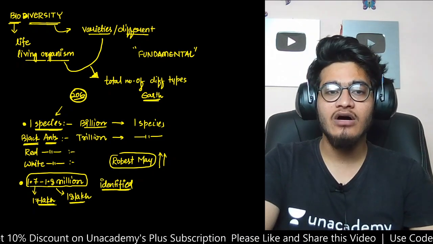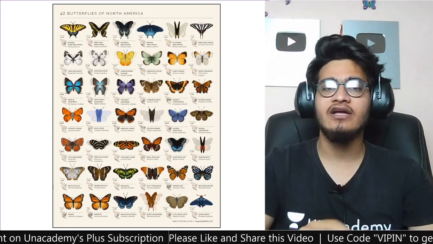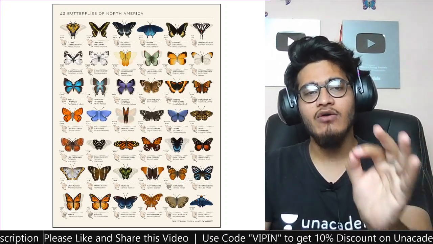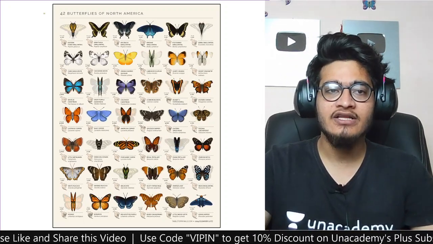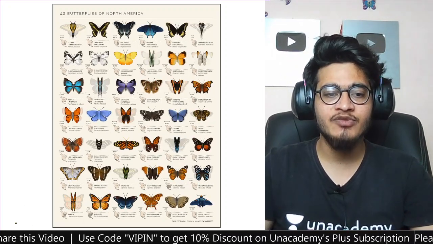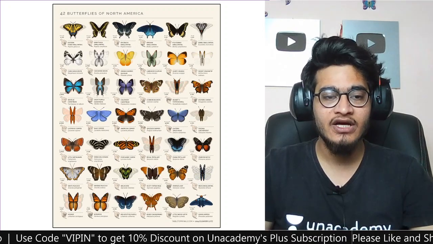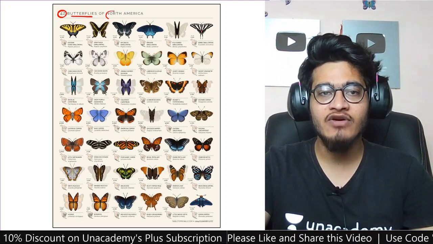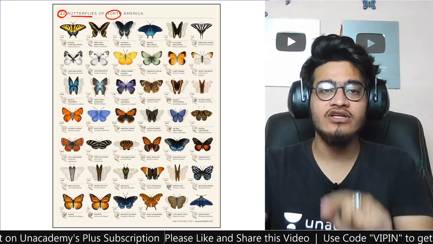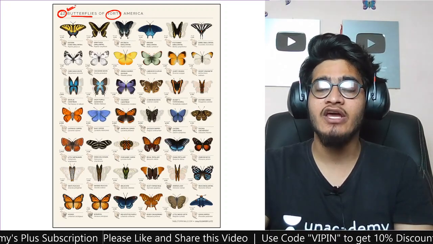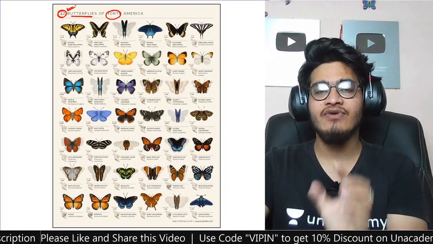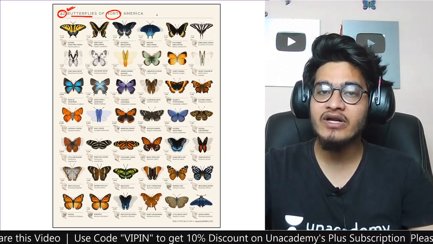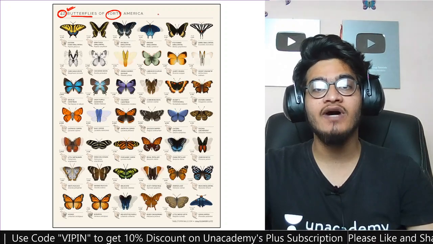Let me give you a brief introduction of species. This is a diagram that clarifies everything in a very beautiful way. What you are understanding over here is that there are 42 different types of species shown in this single diagram. There are 42 different species of butterfly found only in North America. So if you talk about the whole biosphere, the whole earth, there will be more than thousands of species of butterfly. And that is the beauty of our earth.